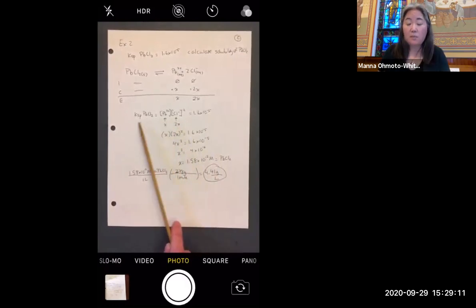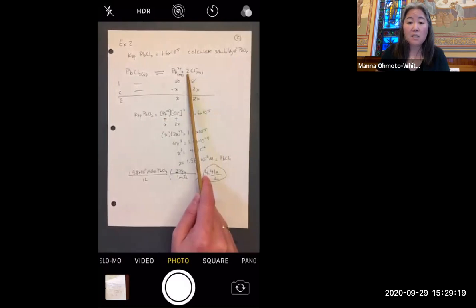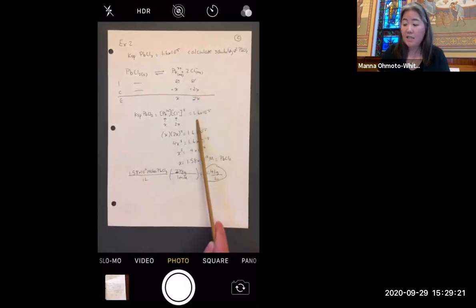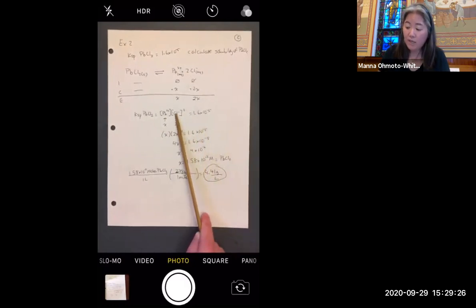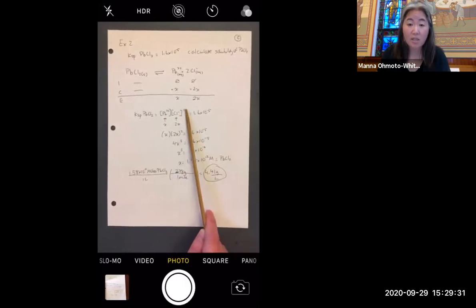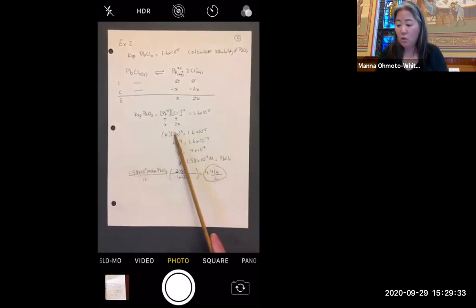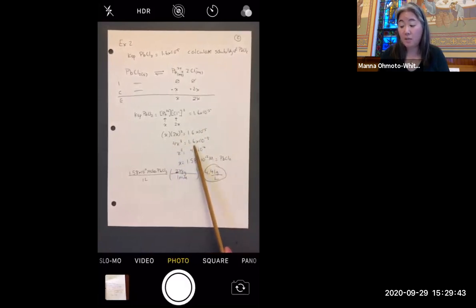So again, we write our Ksp expression first. That's lead ion concentration times the chloride ion concentration to the 2nd power, because that's my coefficient. And that is equal to the given 1.6 times 10 to the negative 5th. So I put in 2x here and x. I have to remember to put the 2x here and then square the whole thing, not just the x. So the quantity 2x becomes squared, which becomes 4x squared times x. So altogether 4x cubed is equal to my Ksp value, which is 1.6 times 10 to the negative 5th.